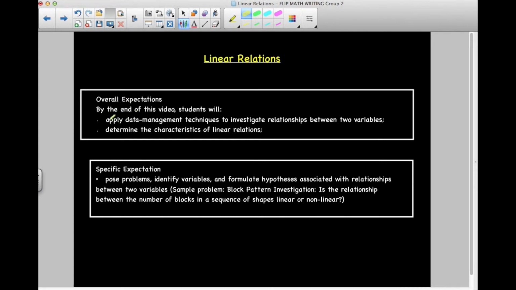By the end of this video, students will apply data management techniques to investigate the relationship between two variables and will determine some of the characteristics of linear relations. Some of the specific expectations that we'll be working with will begin posing problems, identifying variables, and formulating hypotheses associated with relationships between two variables. So we're going to continue with our sample block pattern investigation. And the question that we're thinking about is: is the relationship between the number of blocks in a sequence of shapes linear or nonlinear?